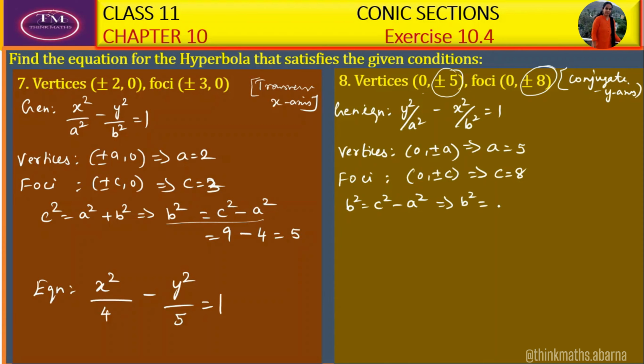So b square equal to what is c square? 8 square is 64 minus a square. a is 5, 5 square is 25. So what is 64 minus 25? It is 39. So b square equal to 39. So the equation will be y square by a square. What is a? It is 5. 5 square will be 25 minus x square by b square. b square is 39, equal to 1. So this is the required equation. Very, very simple, isn't it?